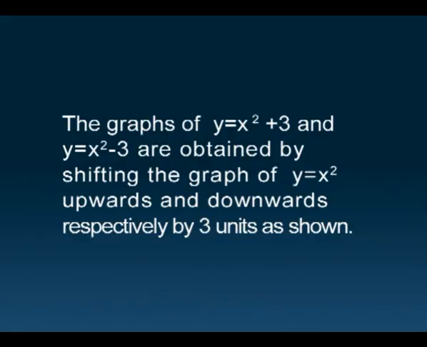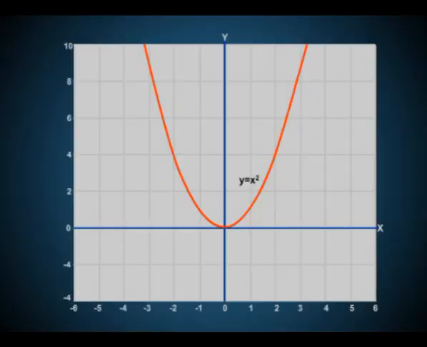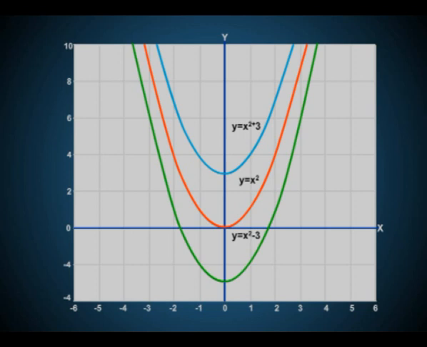Shifting of graphs. Here we see how the formula changes when a graph is shifted up or down or to the right or left. The graphs of y = x² + 3 and y = x² - 3 are obtained by shifting the graph of y = x² upwards and downwards respectively by 3 units as shown.